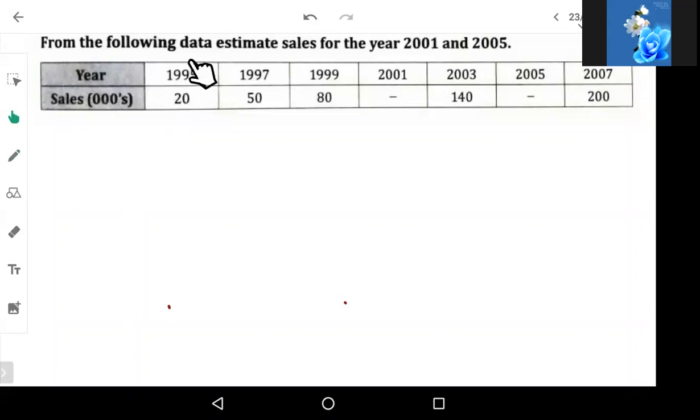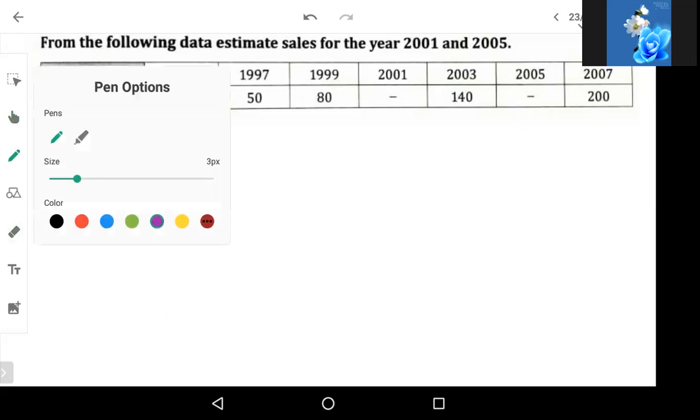From the following data, estimate the sales for the year 2001 and 2005. Okay, 2001, 2005, two years again, and this is in between. Same as how we did in the previous problem, in this problem also we have data missing in between. So we have to find out the sales for those times. Let us start.